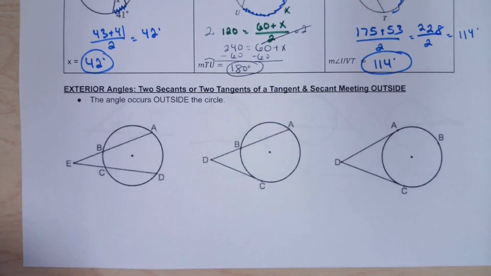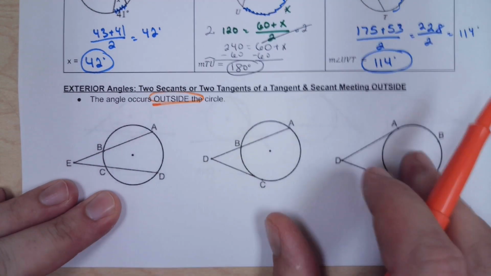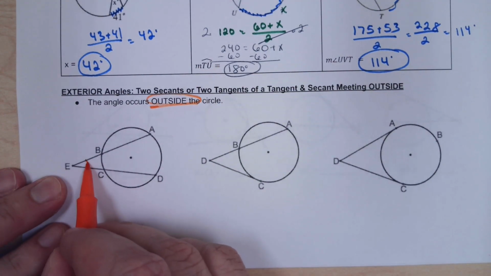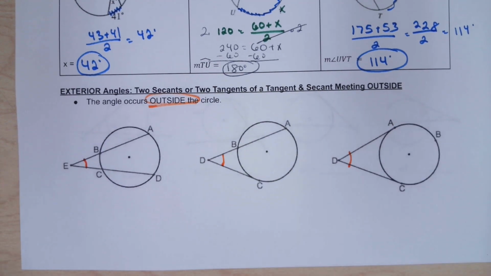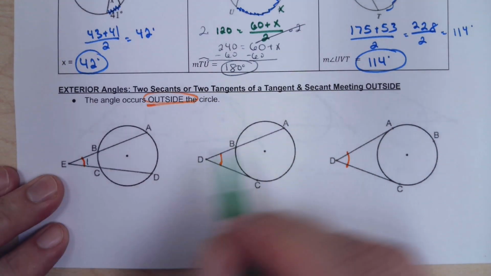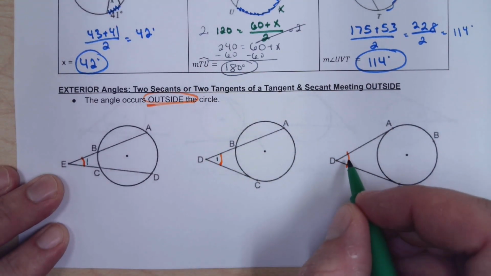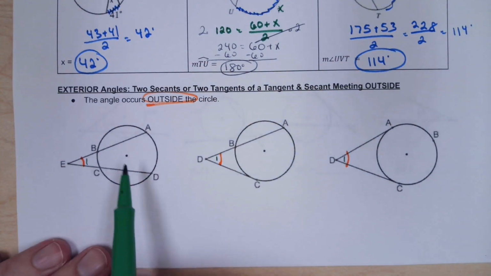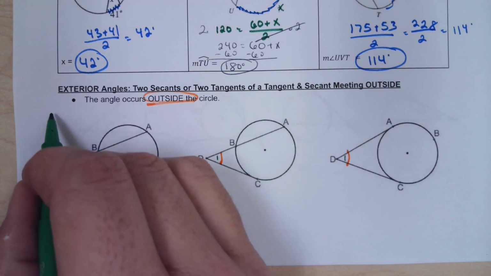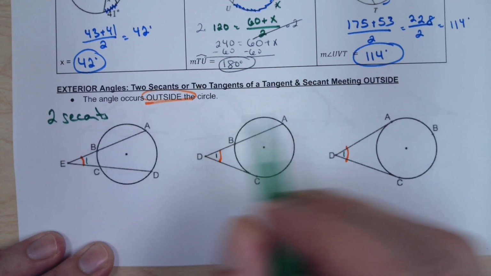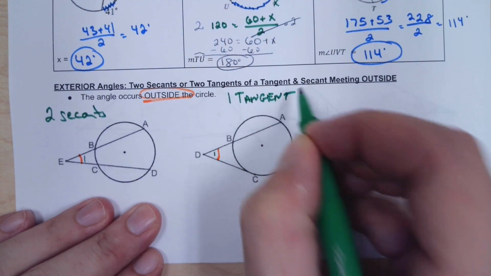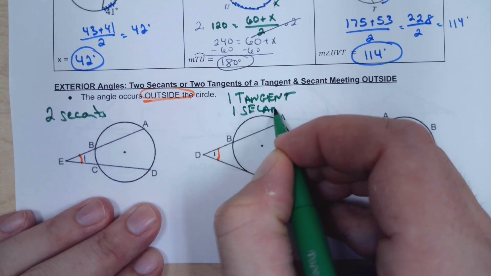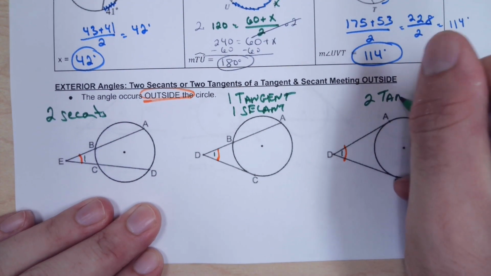Now we're going to go to exterior. If we think exterior, we should be thinking outside the circle. So we're talking about this angle over here, this angle, this angle, outside the circle. We'll call this angle 1, this angle 1, and this angle 1. Even though they look different, you have two secants here, one tangent and one secant, and here you have two tangents.